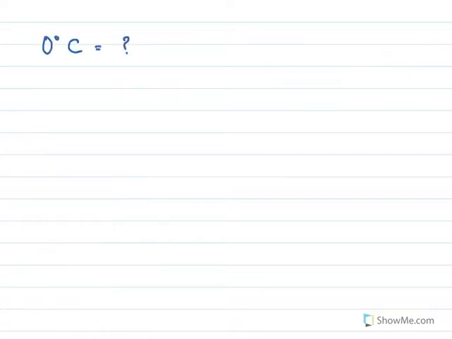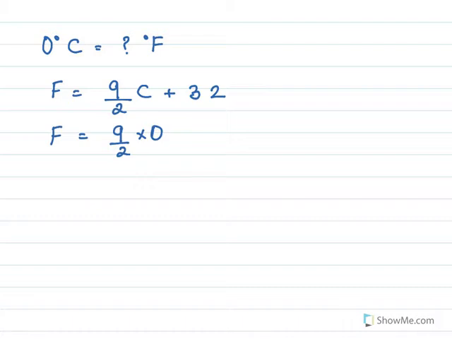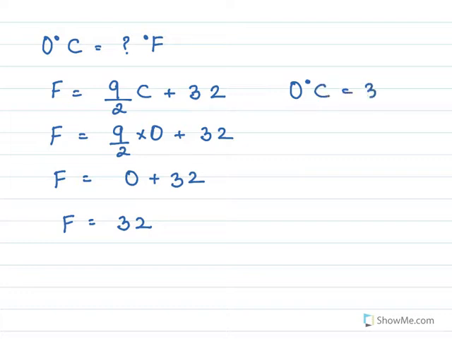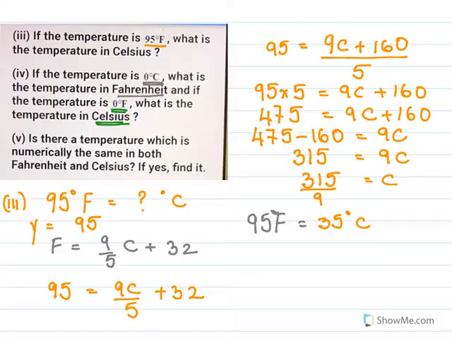Now we need to find 0 degrees Celsius is how many Fahrenheit. Again same, Fahrenheit equals 9 by 5 Celsius plus 32. We need to find the Fahrenheit. 9 by 5 Celsius is 0, plus 32. So Fahrenheit is 0 plus 32, and Fahrenheit equal to 32. So 0 degrees Celsius is 32 degrees Fahrenheit.